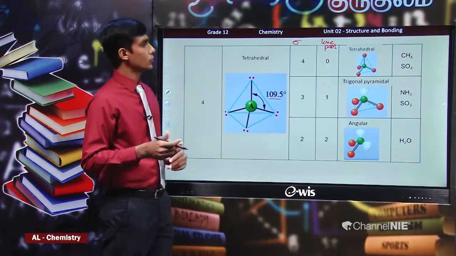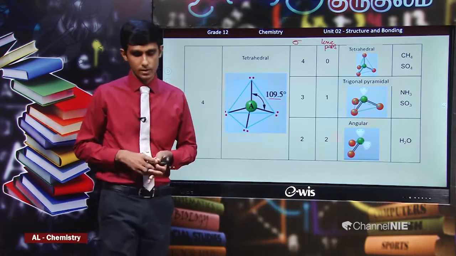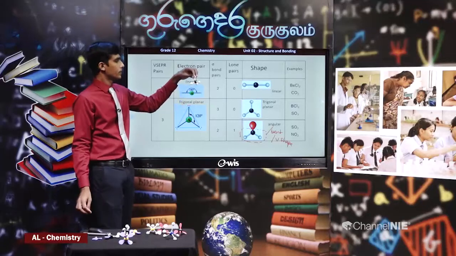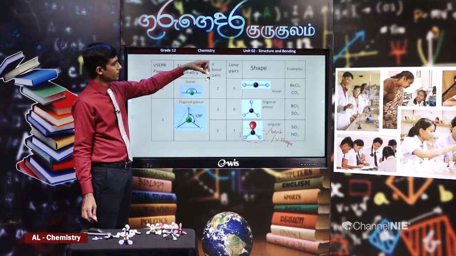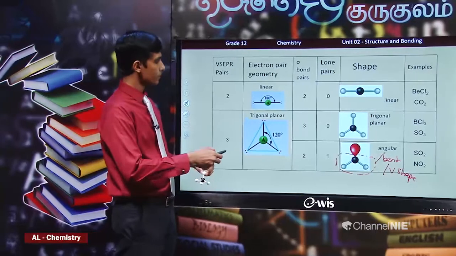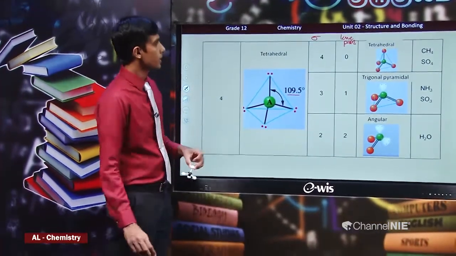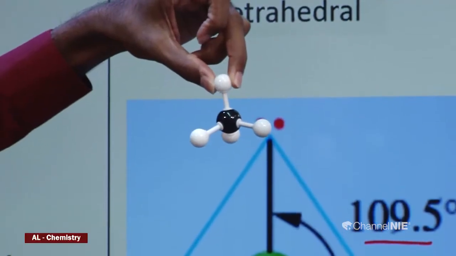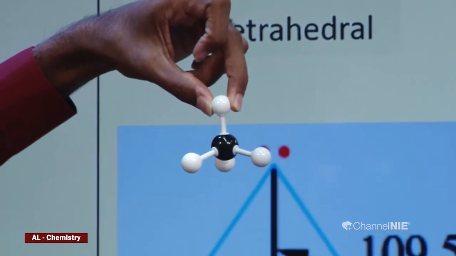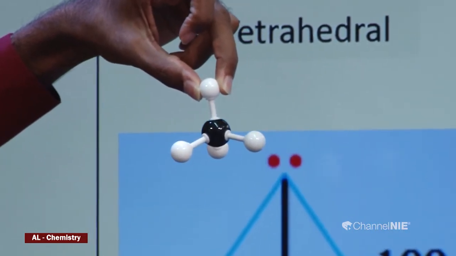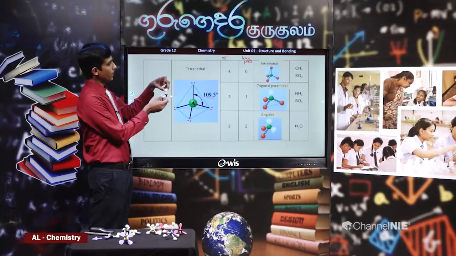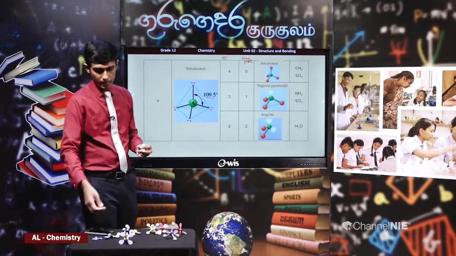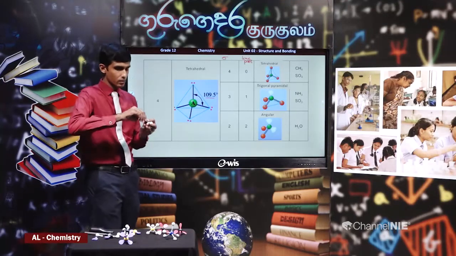For example, CH4 is a molecule like this, where you do not have lone pairs. No lone pairs, all are sigma bond pairs, so the shape is tetrahedral. But out of these 4 VSEPR pairs, if at least one is a lone pair, then we will see what the shape is. If one is a lone pair, it looks like this.